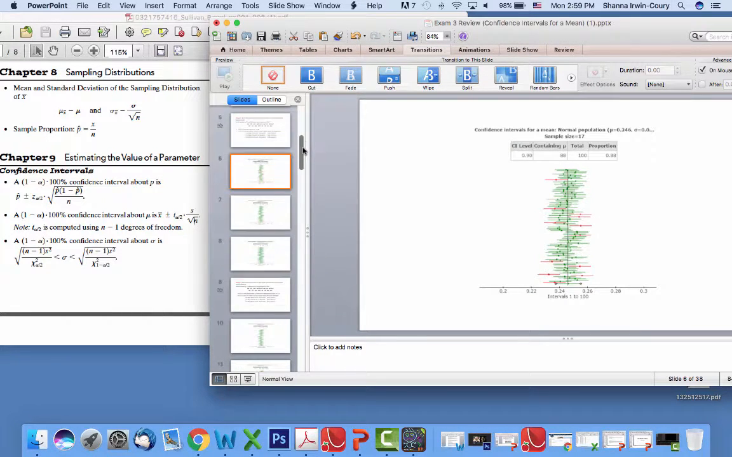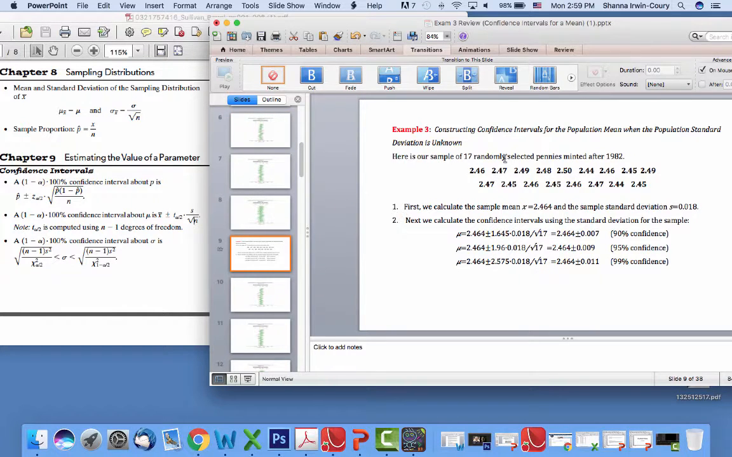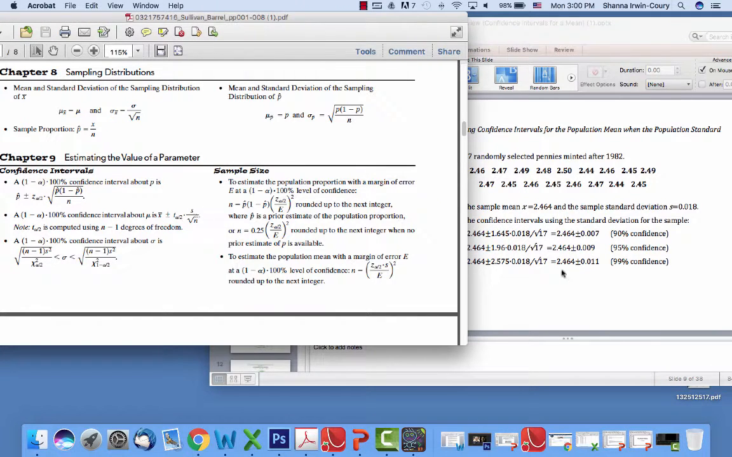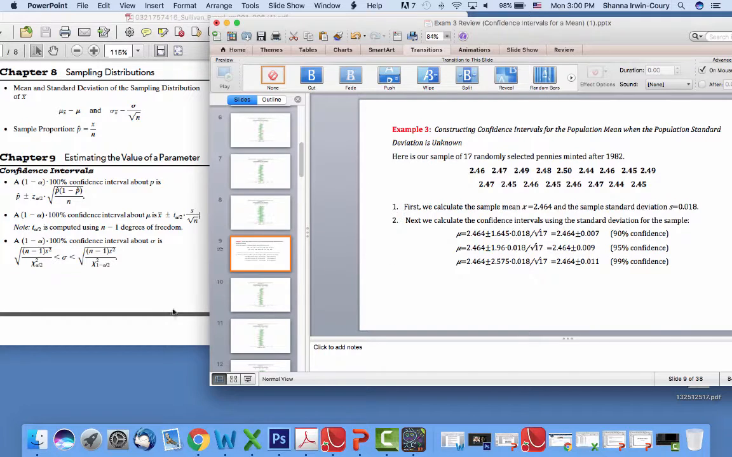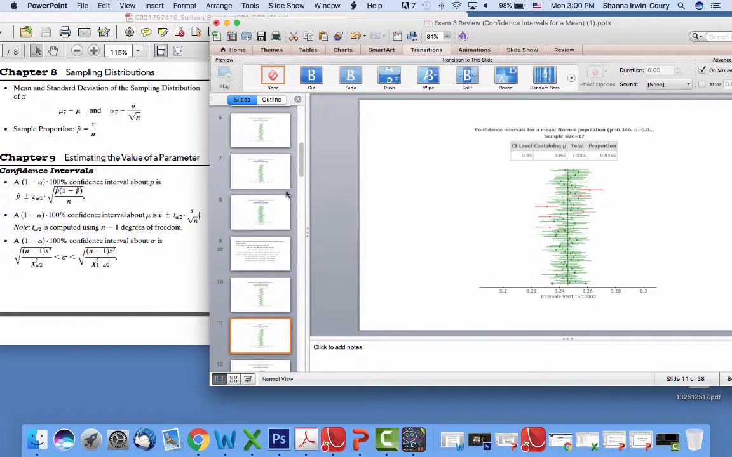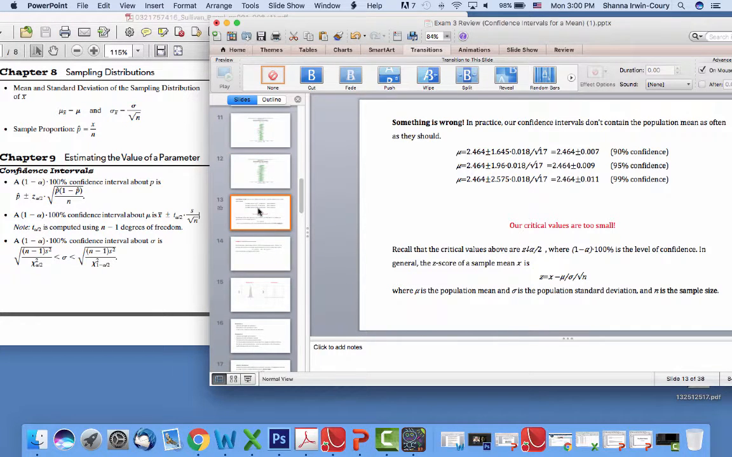Skipping down. These are good to look through if you haven't yet. Now we have it where we do not have the population standard deviation. So we would use T and we would use S. The reason on this sheet he does not is to show you how it fails. Because once you approximate that SD, like I said, you need to kind of pad your errors so that you're safe. It's always better safe than sorry.